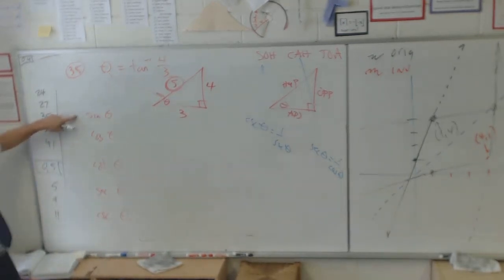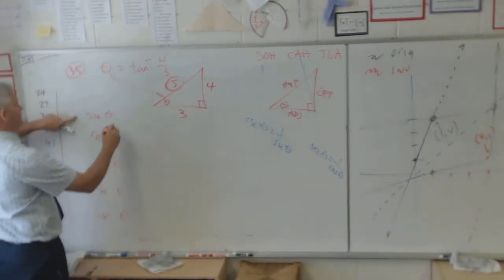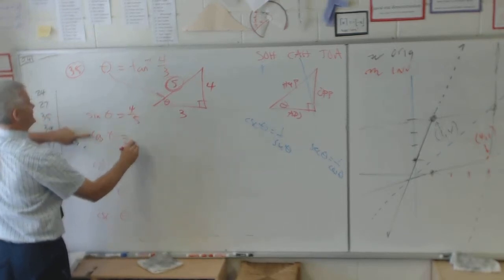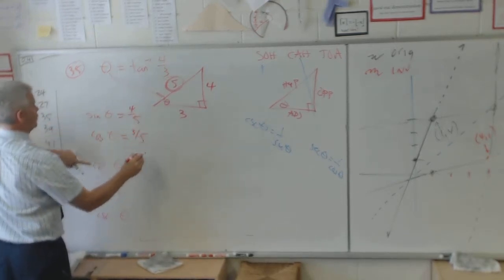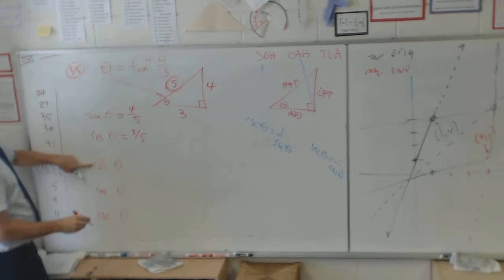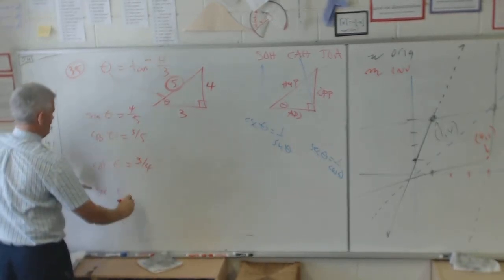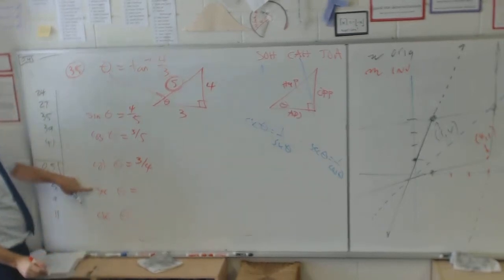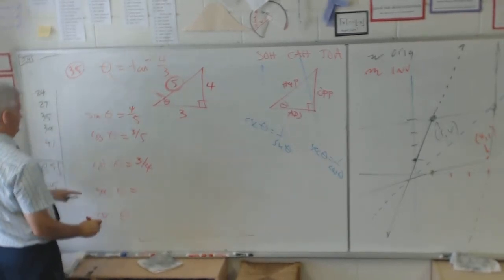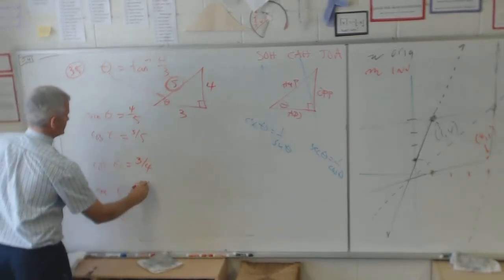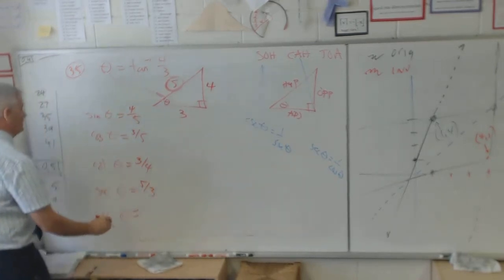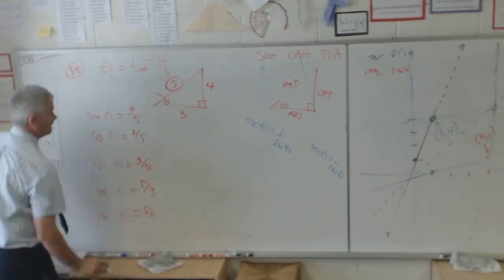Awesome. So the sine of theta is 4/5, and the cosine is 3/5. Cotangent is the reciprocal of the tangent. If the tangent's 4/3, cotangent is 3/4. Secant, 5/4. Oh, no, 5/3. It's the reciprocal of the cosine. And the last one, cosecant, 5/4. Awesome.